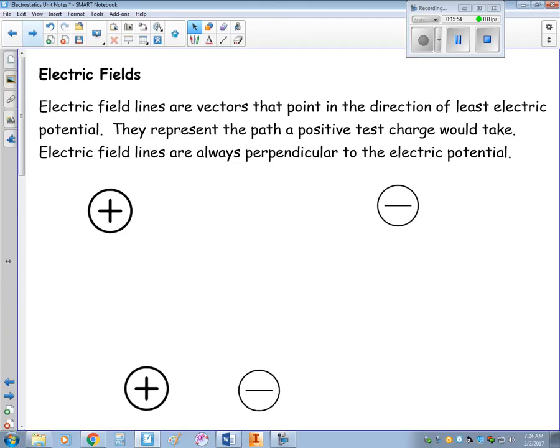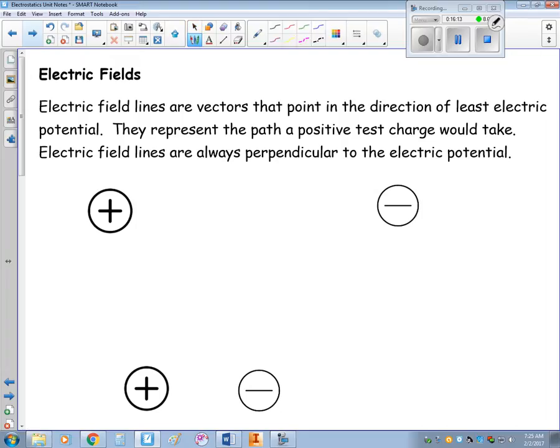Electric field lines are vectors, and they're just like gravitational field lines, but electric field lines are vectors that point in the direction of least electric potential. They represent the path that a positive test charge would take. And the electric field lines are always drawn perpendicular to the electric potential.